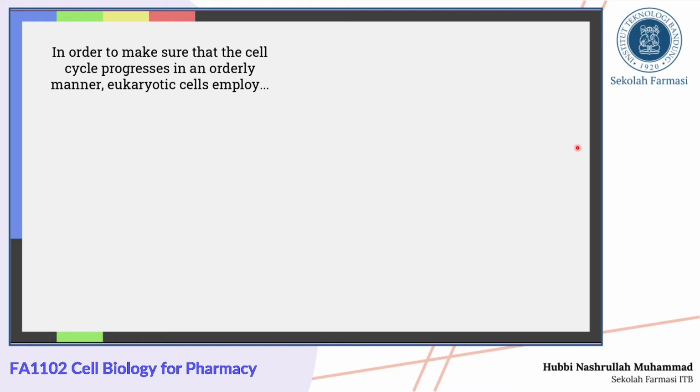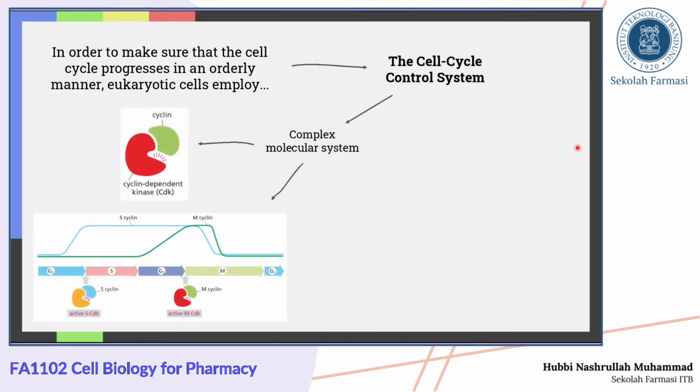In order to ensure that eukaryotic cells replicate all of their DNA and organelles and divide in an orderly manner, these cells possess a complex mechanism that regulates all of these processes, called the cell cycle control system. This system is a complex molecular mechanism that consists of many proteins, enzymes, and other molecules working together to regulate all cell cycle processes. We will not discuss in detail the molecular aspects of this system, but just to give you an example, here we have one of the enzymes that have an important role in cell cycle regulation, called cyclin-dependent kinase, or CDK.